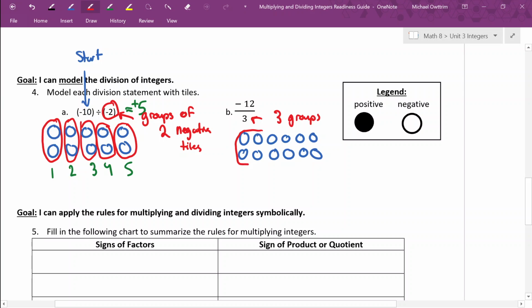And so here's 1 group, here's 2 groups, here's 3 groups. And our quotient is therefore negative 4. There are 4 negative tiles in each group.